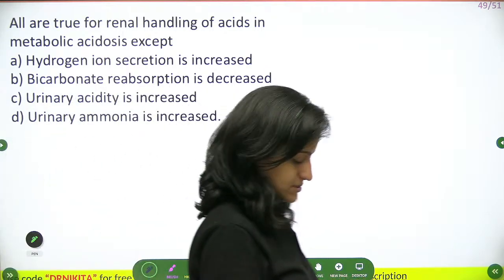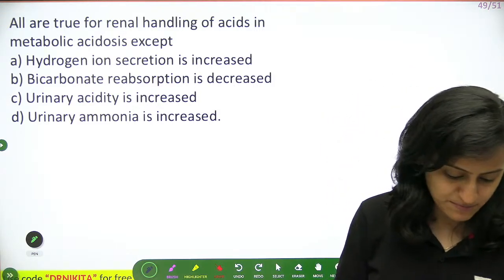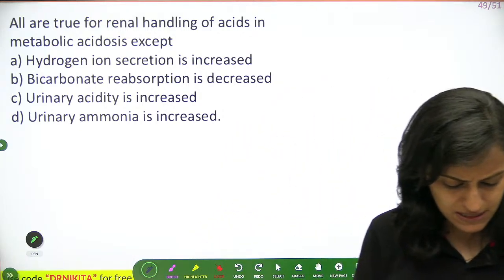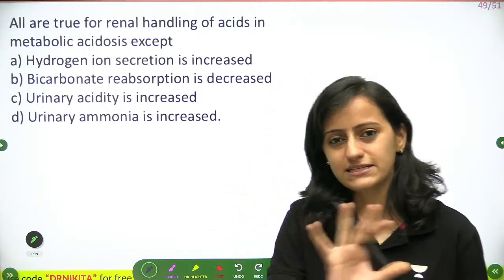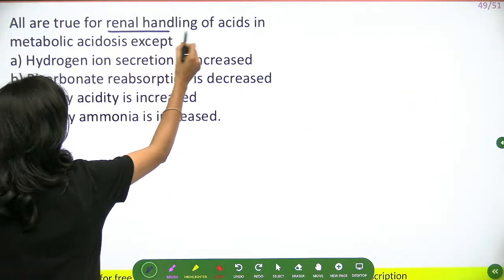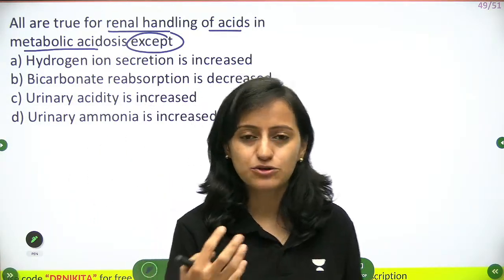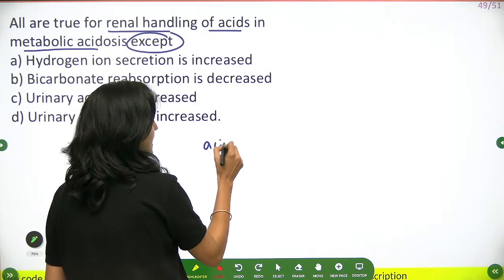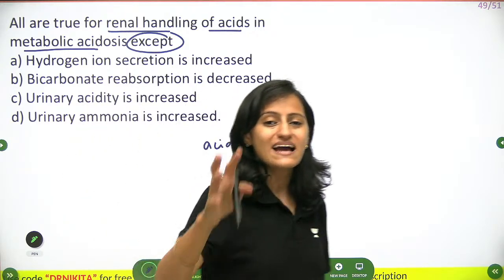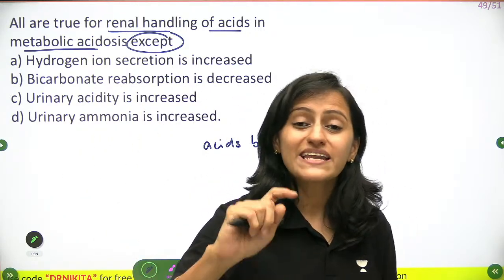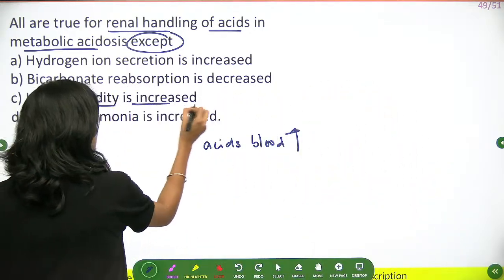What do you think is the answer to this? Hardik says B, and then I see mixed answers D, A, B, and some confusion. Think very, very logically in such questions. All are true for renal handling of acids in metabolic acidosis except. So basically in the body we have metabolic acidosis, so already the acids in the blood are increased. So what do we want? We want these acids to go out into the urine. So the urine acid will increase because we want the blood acid to go out. Right? So the urinary acidity is increased.